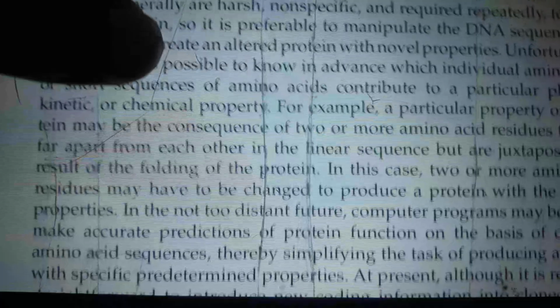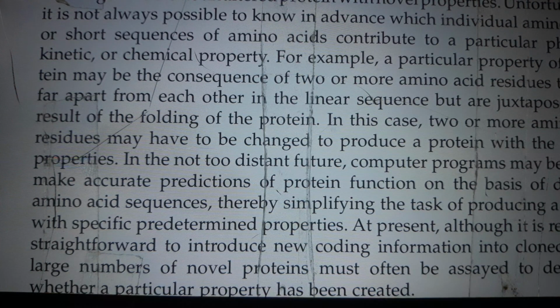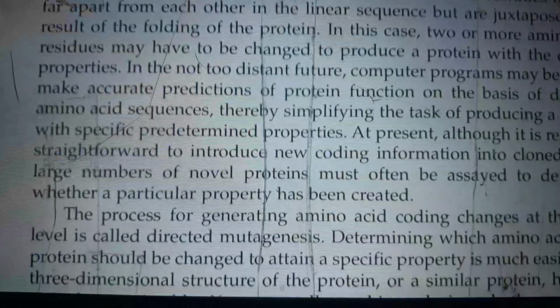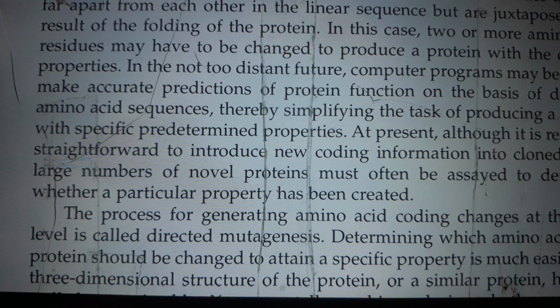For example, a particular property of a protein may be the consequence of two or more amino acid residues that are far apart from each other in the linear sequence but are juxtaposed as a result of the folding of the protein. In this case, two or more amino acid residues may have to be changed to produce a protein with desired properties. In the not-too-distant future, computer programs may be able to make accurate predictions of protein function on the basis of deduced amino acid sequences, thereby simplifying the task of producing a protein with specific predetermined properties.